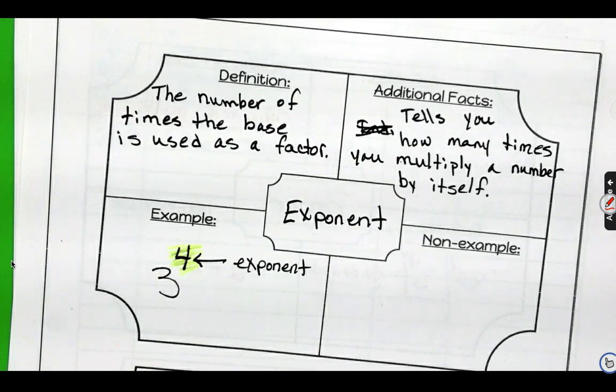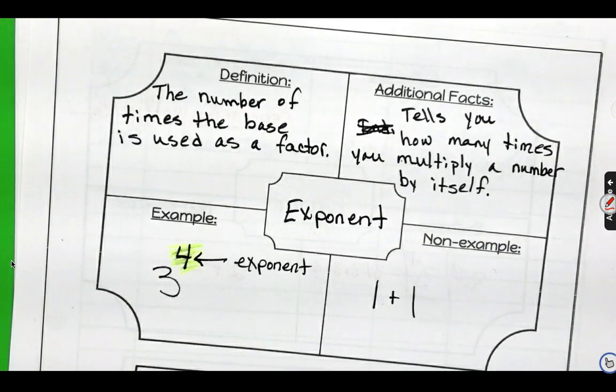Okay? Give me a non-example. Yeah, you guys are liking these non-examples. We're getting a lot of people involved in that one. Give me a non-example. Somebody that I haven't heard from today. Amelia. 1 plus 1 works for me. It's not an example. Non-example, 1 plus 1. Okay?